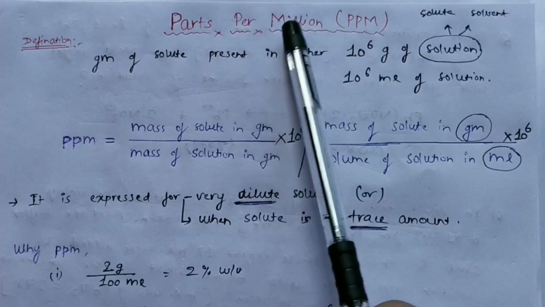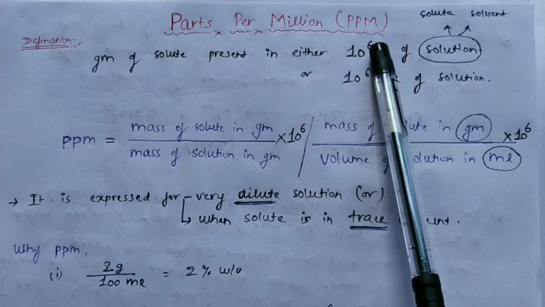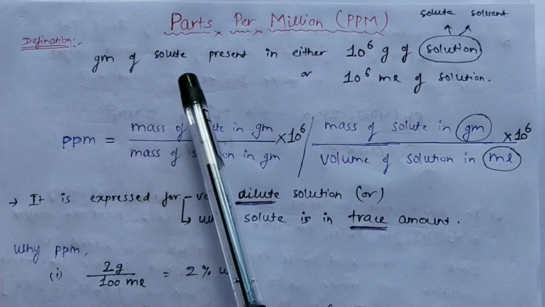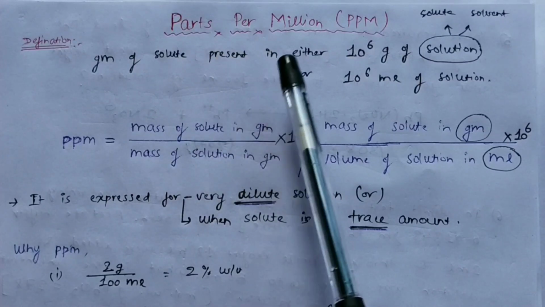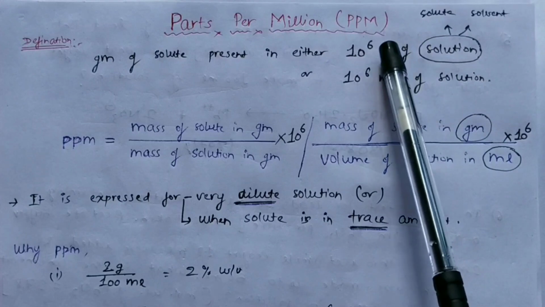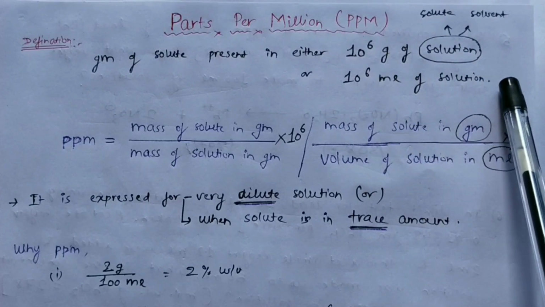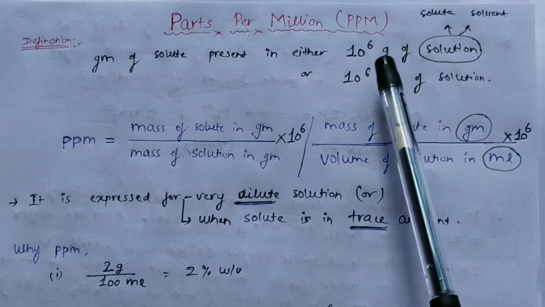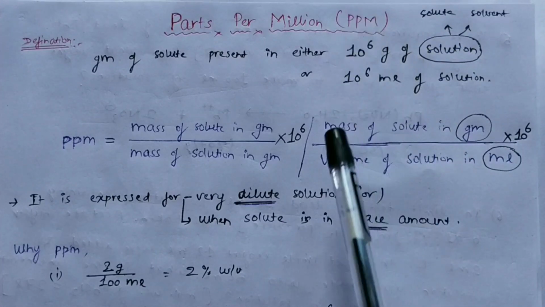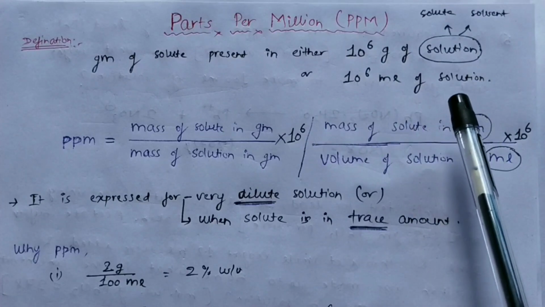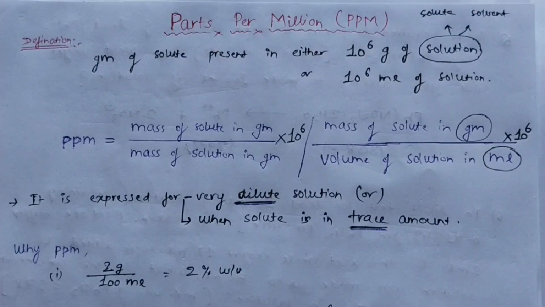What do we mean by million? We know million means 10 to the power 6. So what will be the definition? Grams of solute present in either 10 to the power 6 grams of solution or 10 to the power 6 ml of solution. If the solution is expressed in mass, then we give grams of solution. If the solution is expressed in volume, then we give ml of solution.